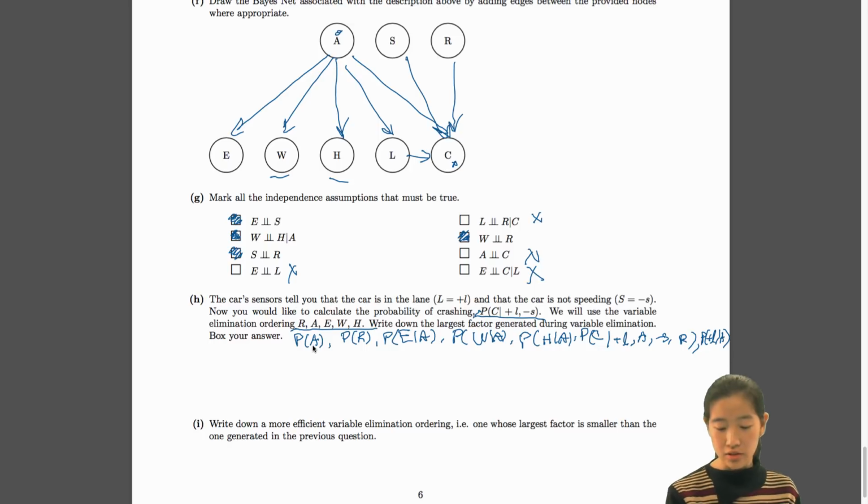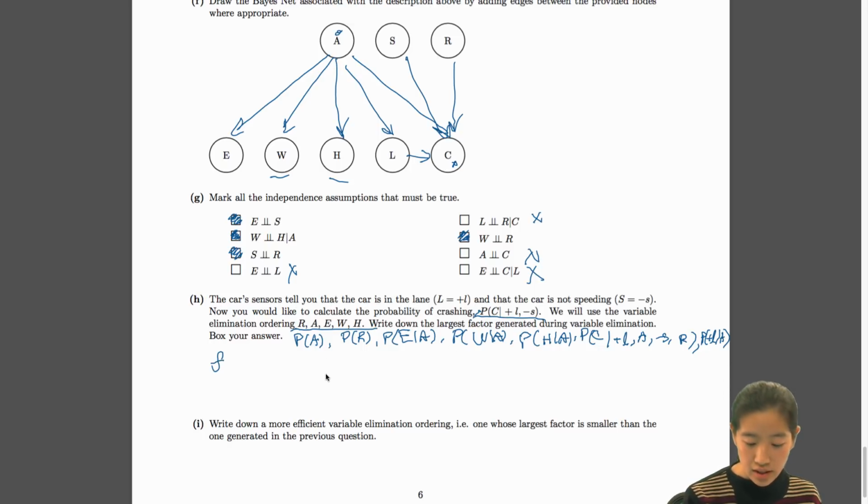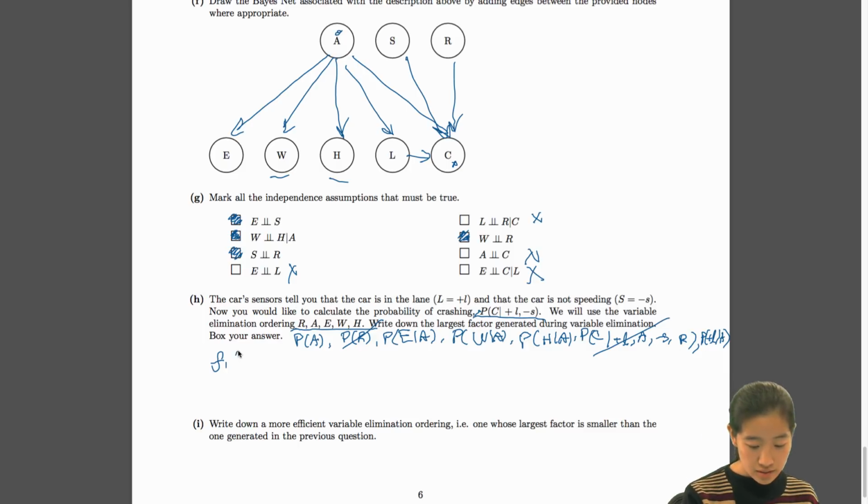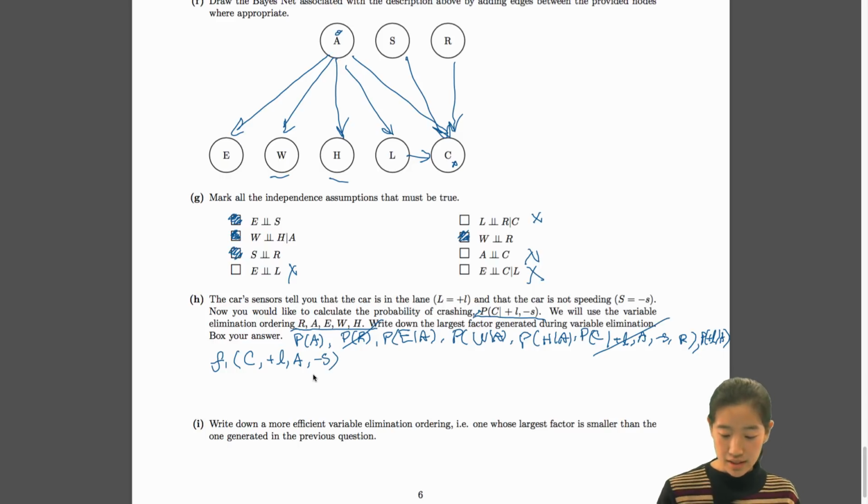If we were to do the elimination, we start by using R. We're going to generate a factor that consists of everything with R. Let's cross everything out so we can keep track. This one has an R. This one has an R. Nothing else has an R. So we create a factor that consists of all the variables that were in those, so we have factor 1: C, plus L, A, and minus S. Now we have all these remaining factors. I'm going to get rid of this because it's not super important.